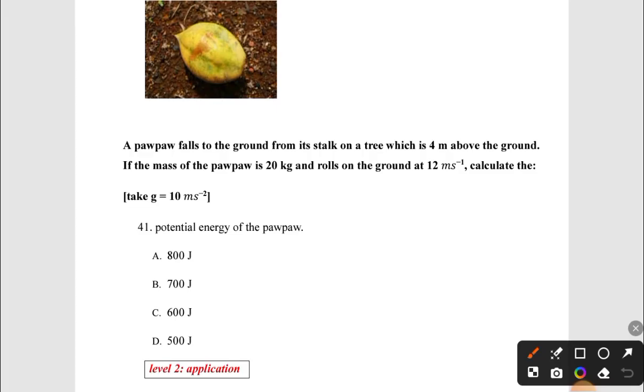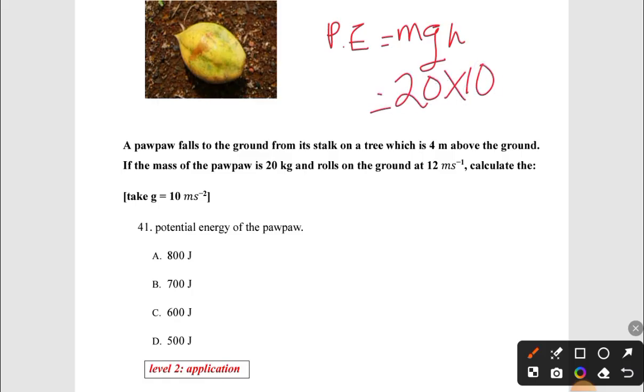So starting with the potential energy. It equals mass times acceleration due to gravity times height. So the mass from the question is 20 kilograms. So 20 multiplied by acceleration due to gravity times the height, which is 4 meters. So potential energy is 2 times 1 is 2, times 4 is 8. So 800 joule. So the answer to question 41 is A.